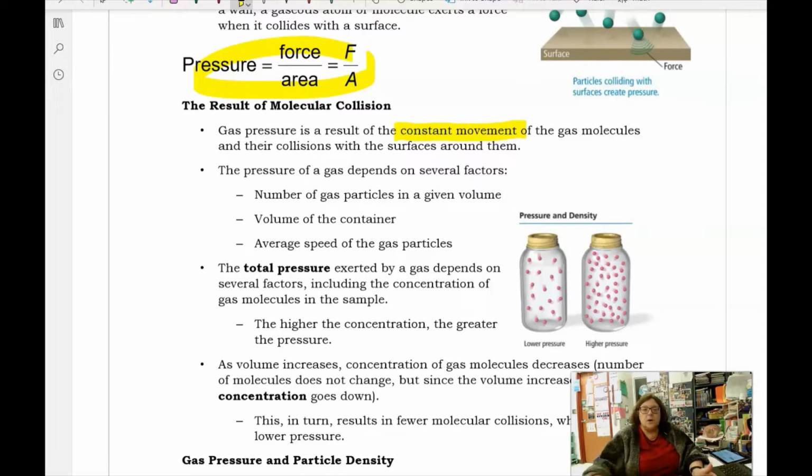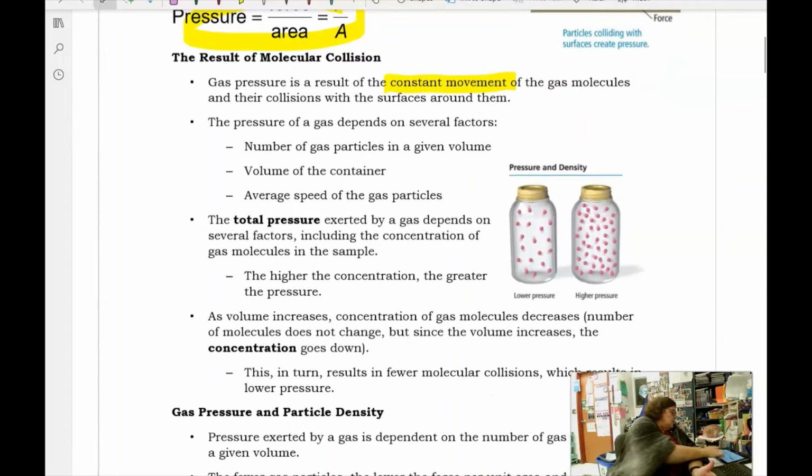All right, gas particles are in constant motion. And that's pretty much the definition of gases, that they are not attracted to each other for the most part, unless it's high pressure or low temperature. But they're in constant movement around them. And there's a couple things that will affect that. First of all, the number of gas particles. If you put more gas into a container, it's going to be under higher pressure.